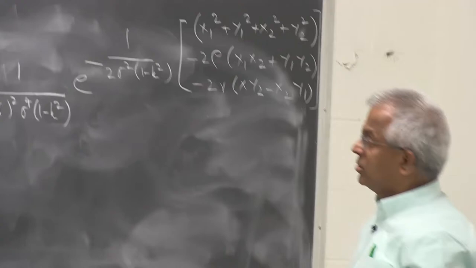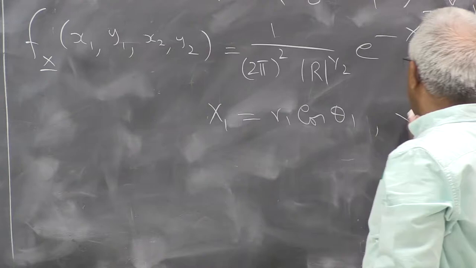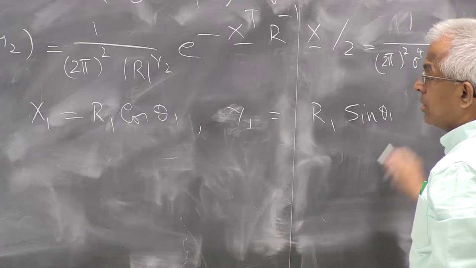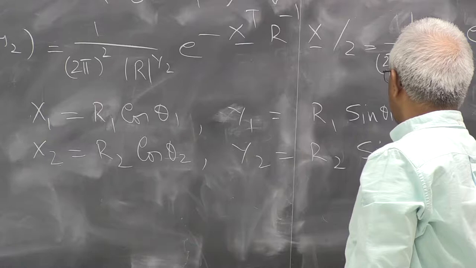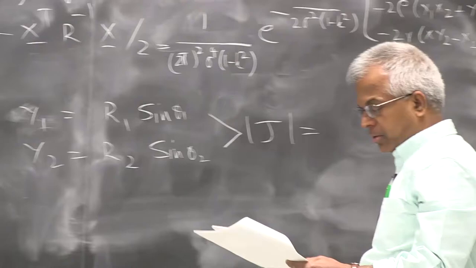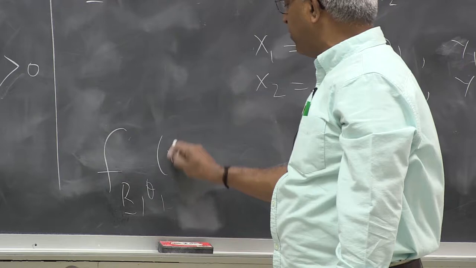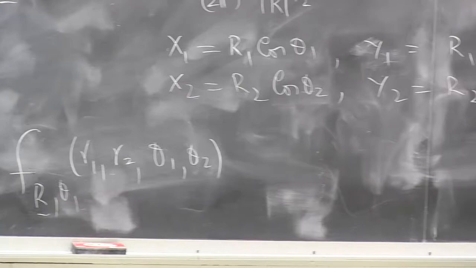Now I'm going to make a transformation to the r theta domain. I define x1 to be r1 cos theta 1, y1 to be r1 sine theta 1, and similarly x2 is r2 cos theta 2, and y2 is r2 sine theta 2. As you know, the Jacobian, if you do this, will turn out to be simply r1 r2. So the joint density function, the same density function but now expressed in terms of r1, r2, theta 1, theta 2, would be the Jacobian multiplied by the density function, where you start substituting these values for x1 and so on.